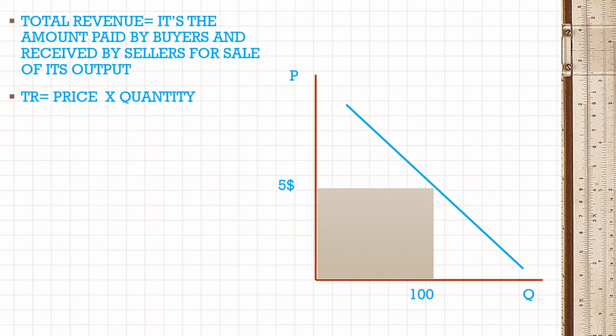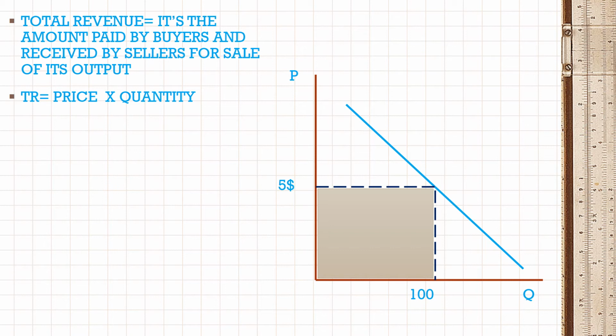So here we will analyze how you depict total revenue on a graph. This is a demand graph. I haven't drawn the supply curve so you don't get confused. So remember, total revenue is price times quantity. If you look at this graph, the price is 5 and quantity is 100. So 5 times 100, your total revenue is 500.